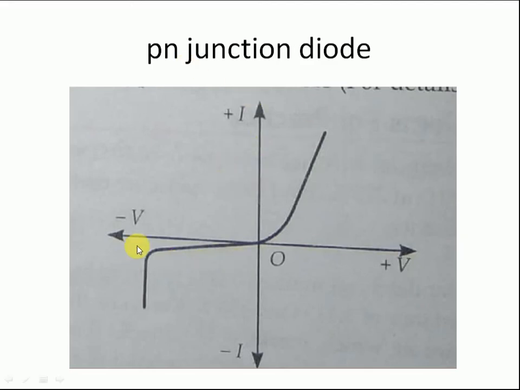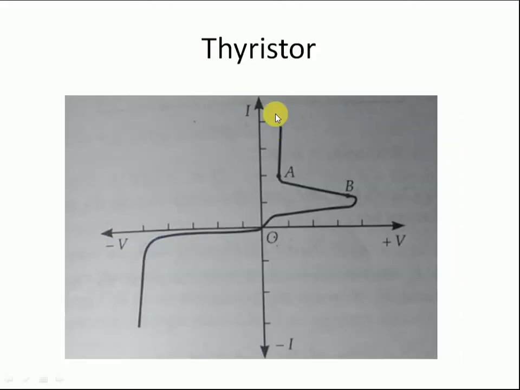This is the VI characteristic of a PN junction diode. On this side some part is linear, but as you can see, current and voltage are not increasing linearly. First the voltage is increasing, the current is not increasing, then all of a sudden it does. On the negative side, when the voltage is increased in the opposite direction, after some time the current starts increasing all of a sudden. So they don't follow Ohm's law.